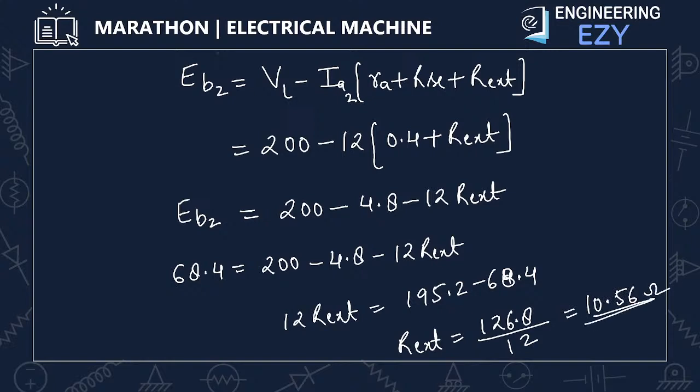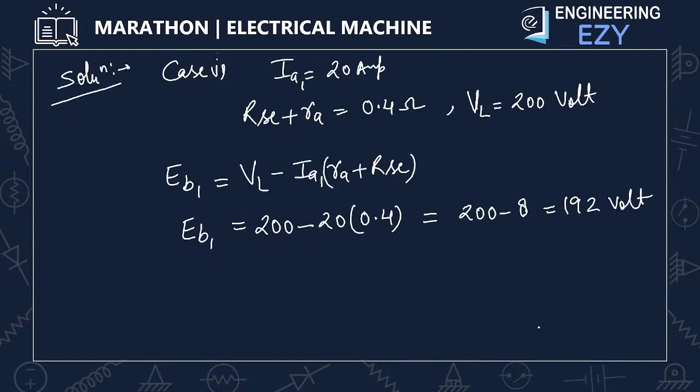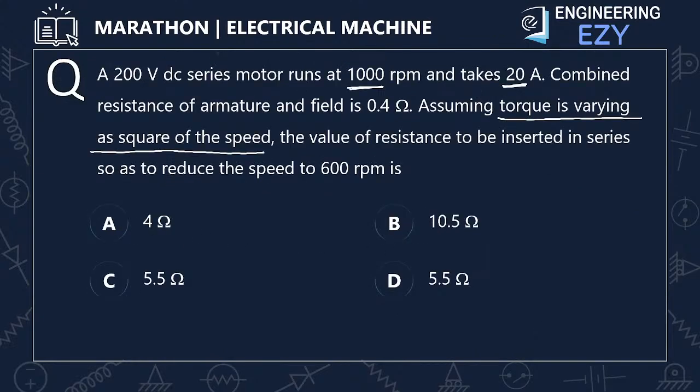So the correct answer of this question is 10.56, Ashok, that I am getting. The options are also 4 ohm, 10.5, 5.5, or 15.5. Let it be. So 10.5 is the correct answer. Option B, 10.5, is the correct answer.